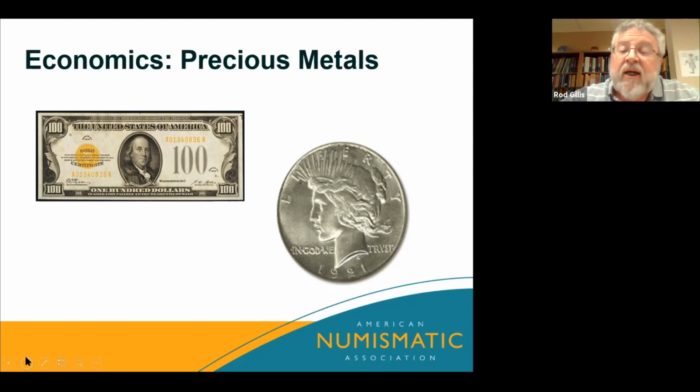And on the right-hand side, you'll see a silver dollar. Now, this coin is a peace dollar, and it was actually made out of 90% silver. And just like with gold certificates, there were silver certificates. And if you went to one of the Federal Reserve banks, you could exchange the silver certificate for one of these dollars, because we were on a precious metal standard at that time. We are no longer on that.